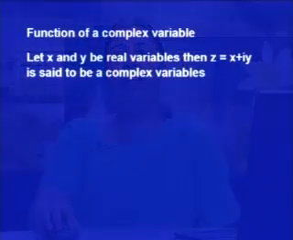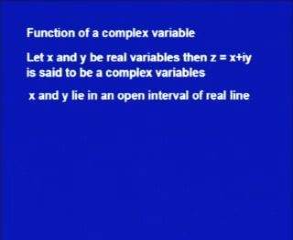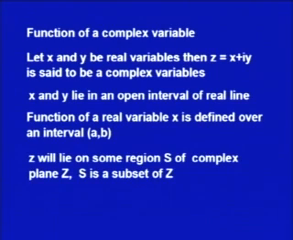Let x and y be real variables, then we denote z as x plus iy, and we say that z is a complex variable. We know that x and y are real variables, they lie in an open interval of the real line. Then a function of a real variable x is defined over an interval a b. However, z will lie on some region S of the complex plane, and S is a subset of the complex plane.